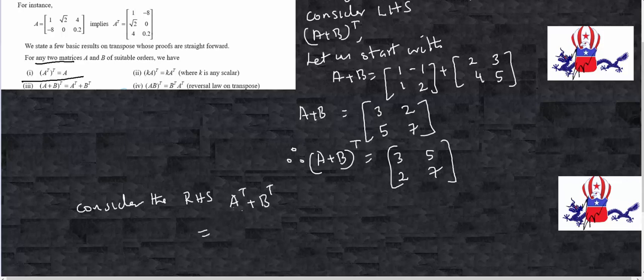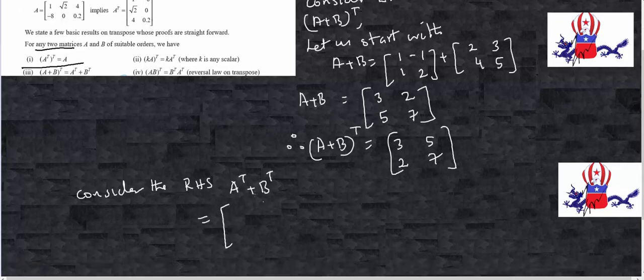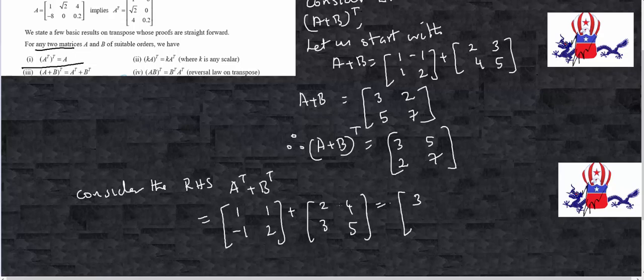Now let us consider the right hand side, which is A transpose plus B transpose. Now this in turn would be, clearly the transpose of A would give us, the rows would become columns. So that would mean we got [1, -1; 1, 2]. The transpose of B, the rows would become columns. So that would be [2, 3; 4, 5]. Adding this would give us 1 plus 2, 3, 4 plus 1, 5. -1 added with 3 would give me 2. Right. So comparing the right hand side with that of the left hand side, we can clearly see that they are both equal.